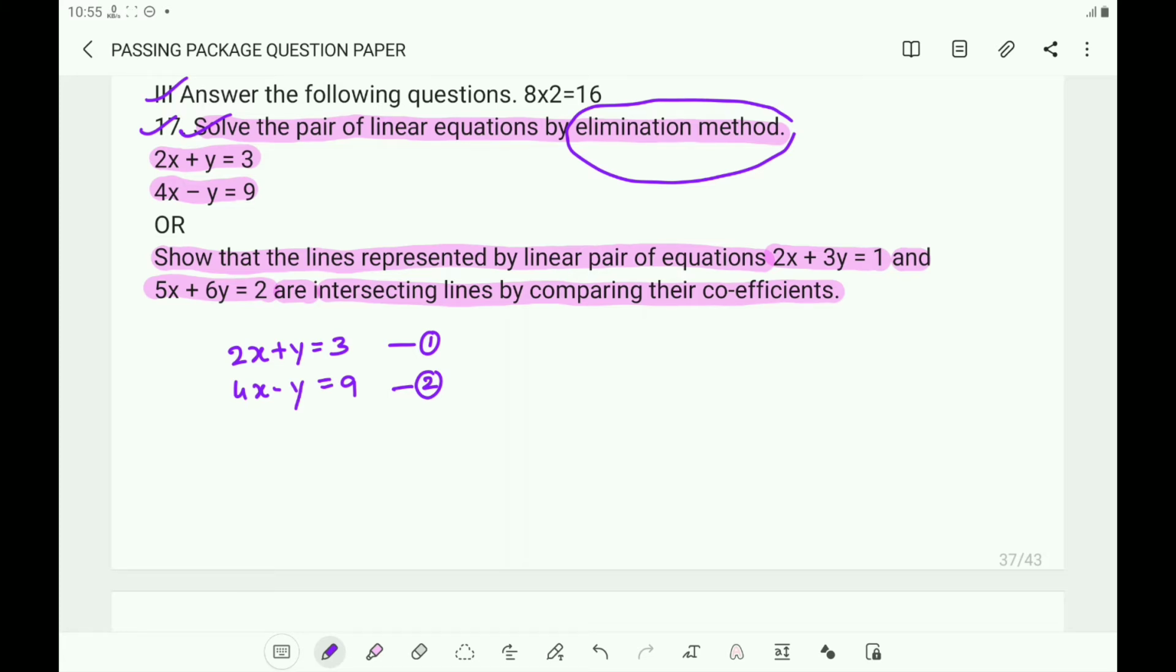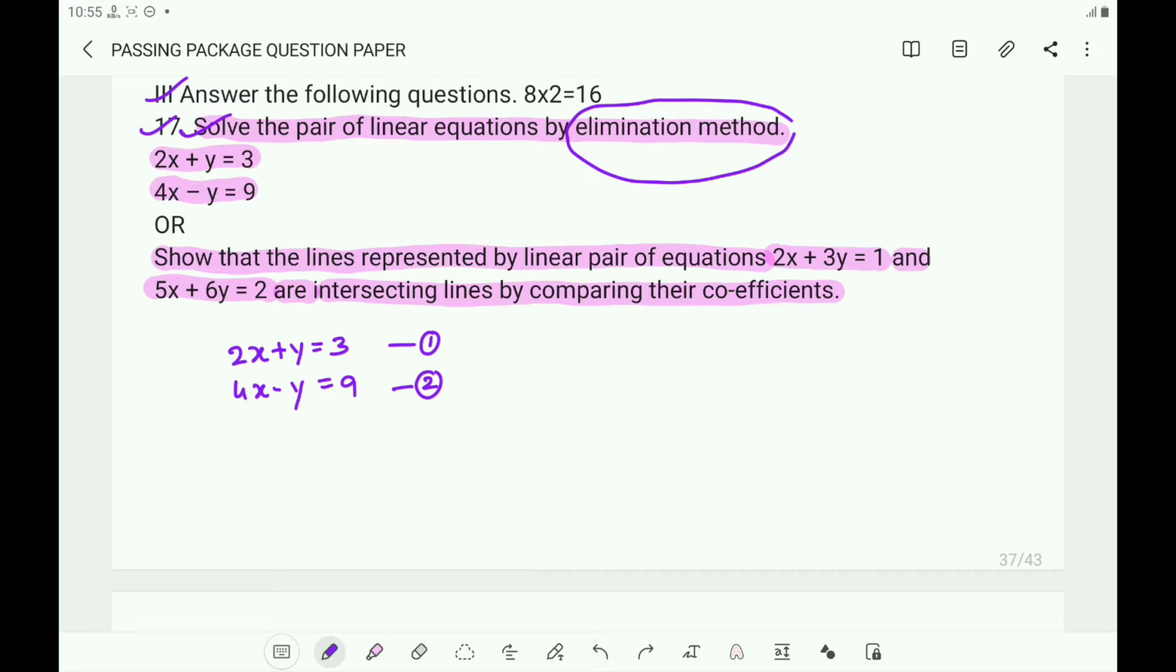To eliminate any one of the variables, we have to check which variable can be eliminated easily. That is by observing their coefficients. Here x has the coefficient 2 in the first equation and 4 in the second equation. They are not the same. But now you go to the coefficients of y. Here y has the coefficient plus 1 and minus 1. So you can cancel them easily as they have the same magnitude.